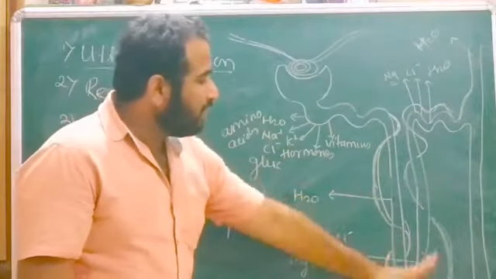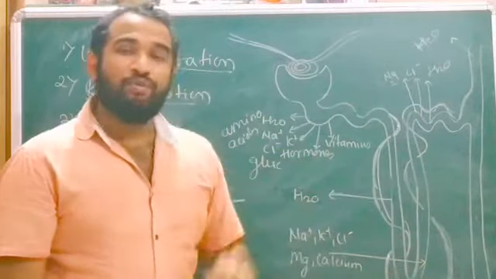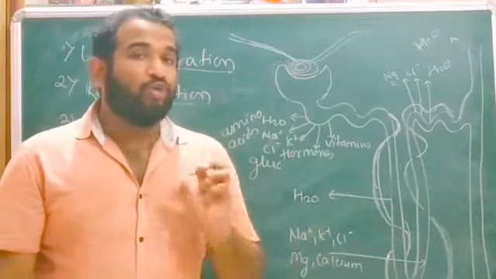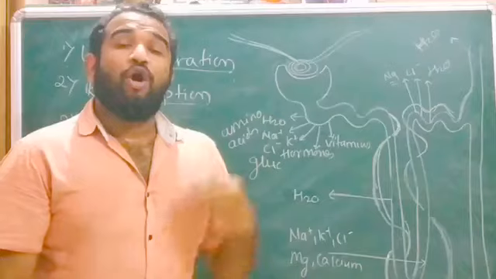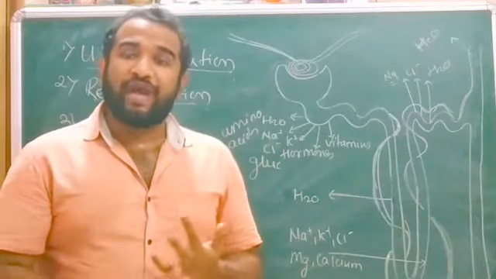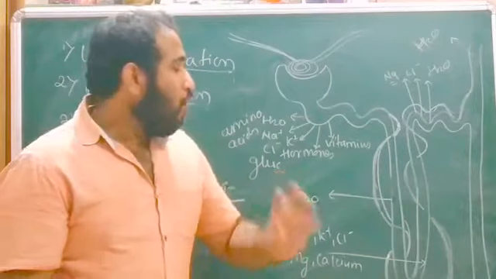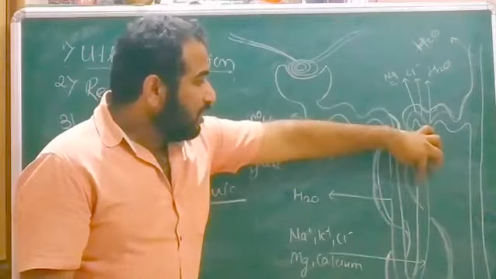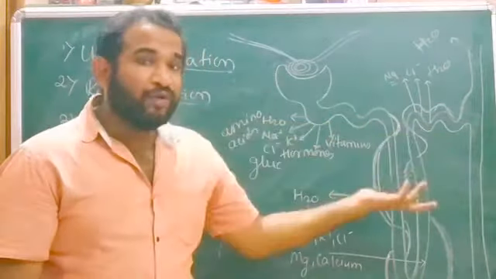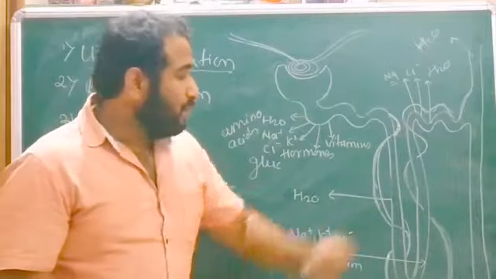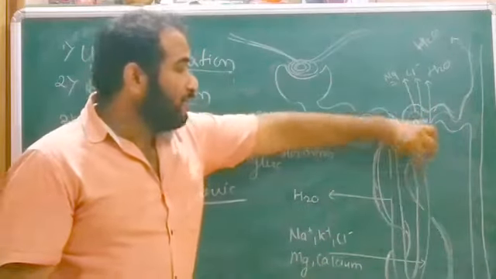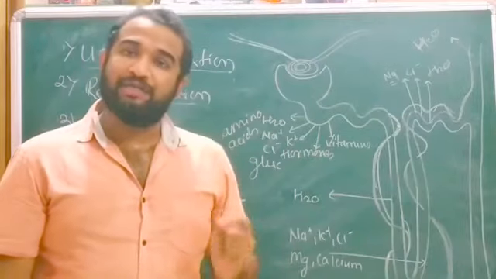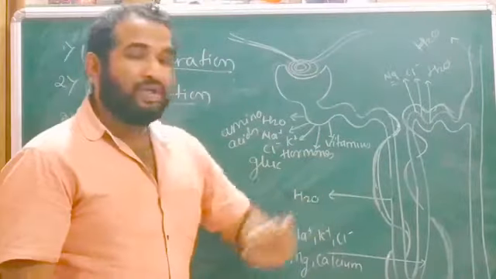Now from here the filtrate enters and goes towards the ascending loop of Henle. This ascending loop of Henle is not permeable for water. So water will not be reabsorbed. But all the ions and solutes like sodium, potassium, calcium, magnesium will be reabsorbed into the blood plasma. And because of that, the concentration of water is going to increase because the solutes are absorbed. So here, as compared to the blood plasma, the filtrate is going to be hypotonic in nature.